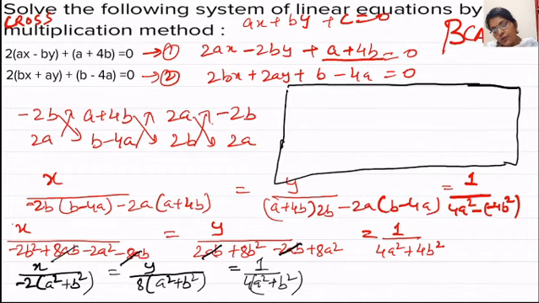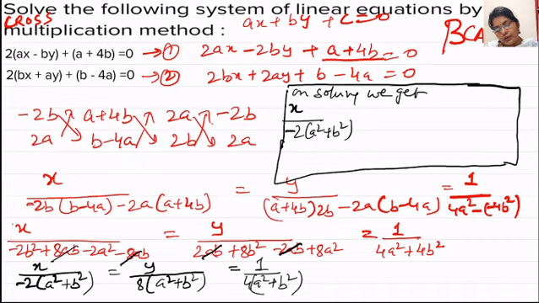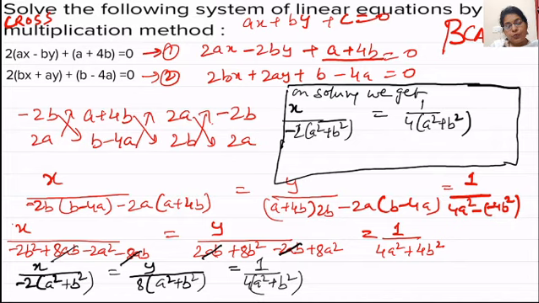So on solving, we get x upon minus 2 times a square plus b square is equal to 1 upon 4 times a square plus b square. So 2 2s are 4 and a square plus b square will cancel over here. So what do we get? x is equal to minus 1 by 2. This is the value of x.